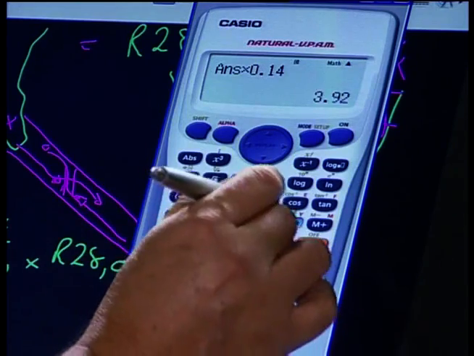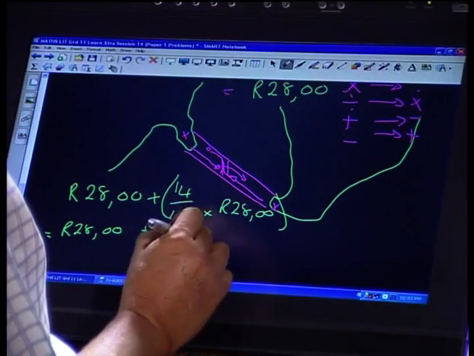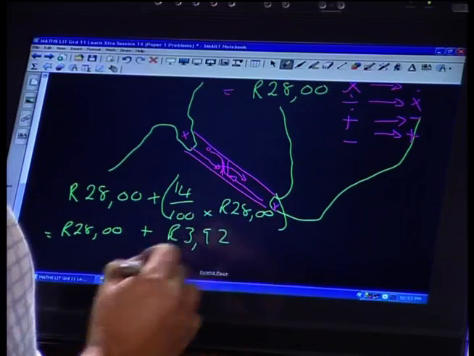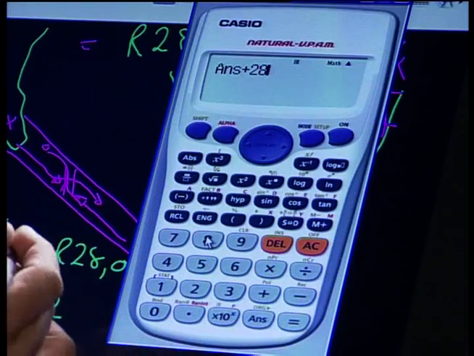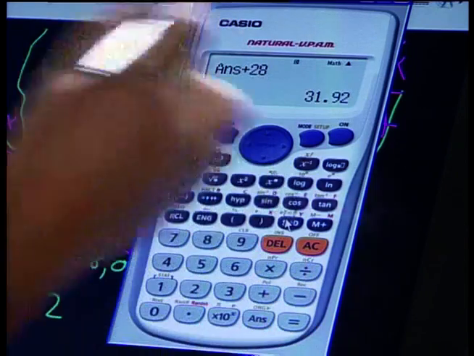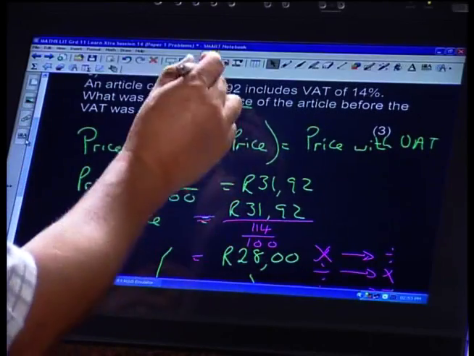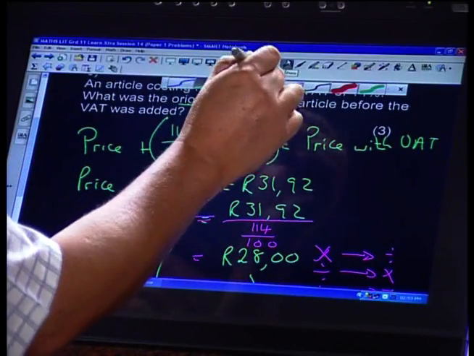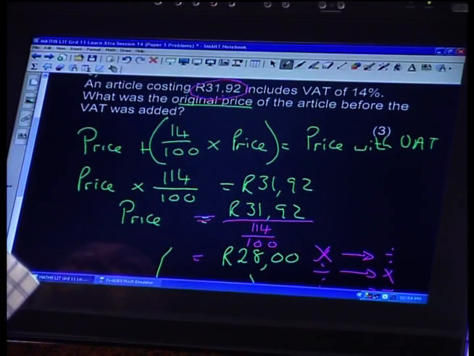So let's do it. We got 28 times 14% equals, and we've got 3 Rand 92. So 3 Rand 92 plus my 28, ladies and gentlemen, drum roll please, here we go, and the answer is 31 Rand 92, and we were told it was 31 Rand 92. Sure, I just love it when things work out. Next one, moving on, we're on a roll, so let's not stop.